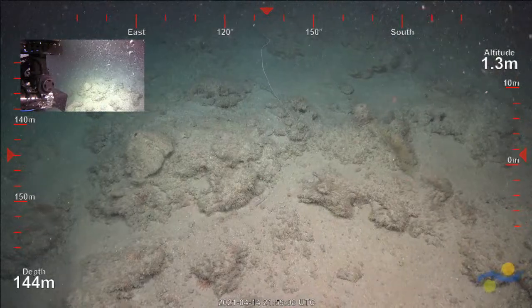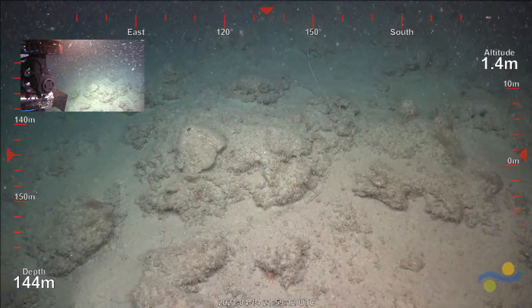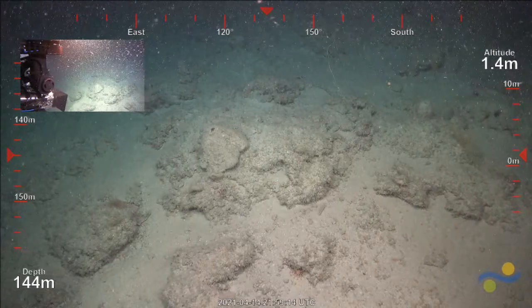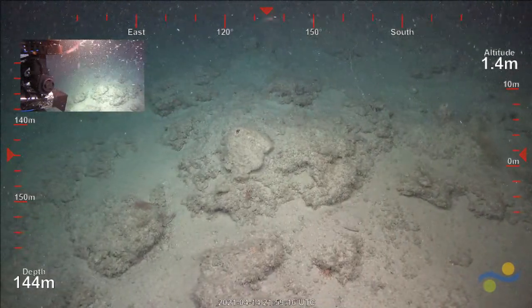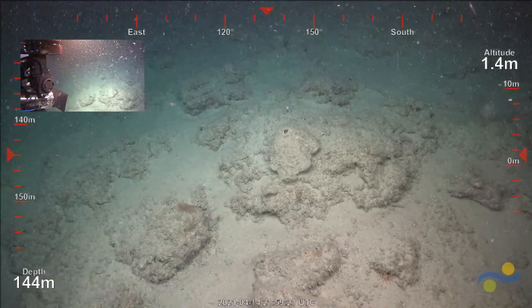Excuse me, ladies, what do you want to call this? Cuttle bone. Cuttle. Yeah, cuttle will be fine.